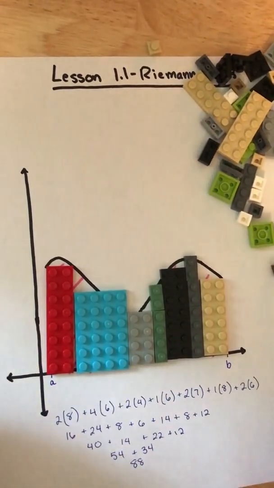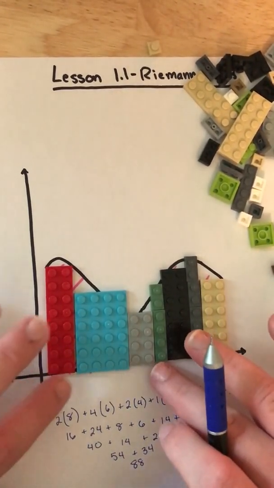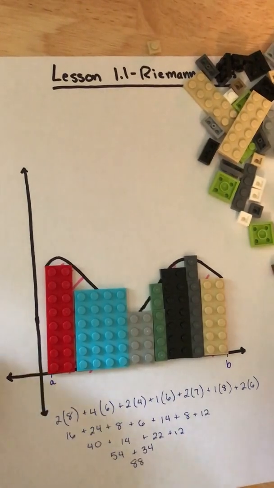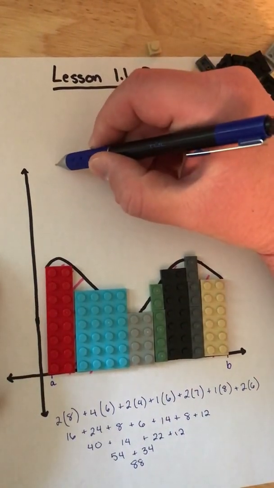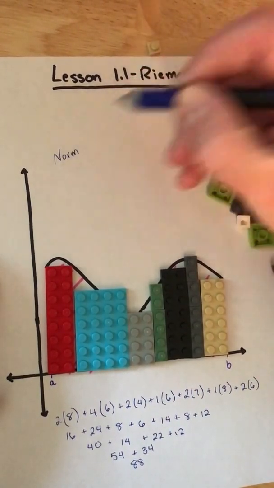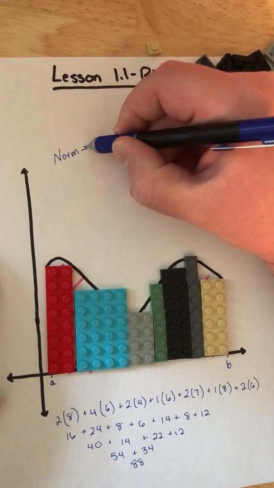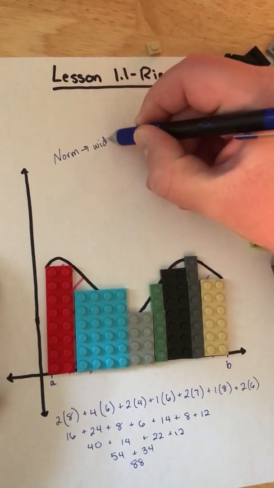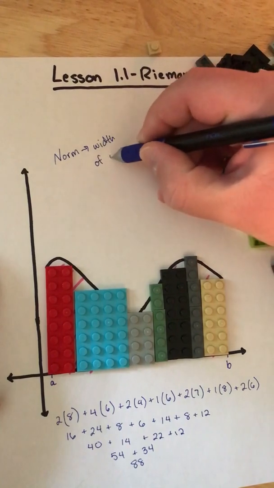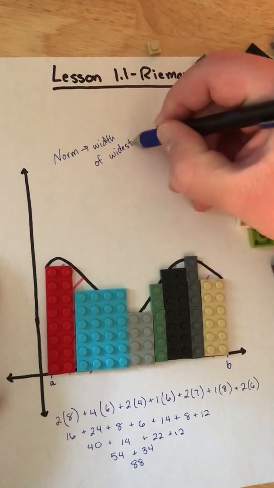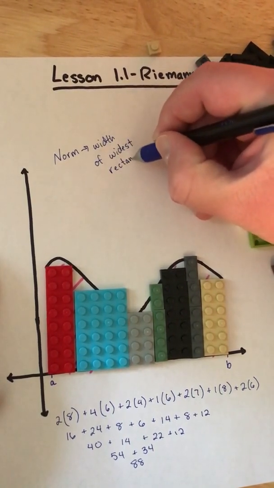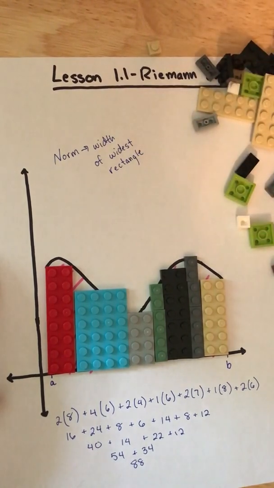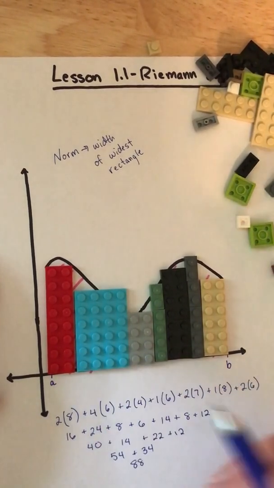But while I'm sitting here talking about Riemann sums, there's a couple new vocabulary words I want to go ahead and mention. For instance, one really big vocabulary word that's important right now is called the norm. The norm is the width of the widest rectangle. So take a second and look at this picture and try to figure out which one is the widest rectangle. If you said it's this blue one, you're correct.